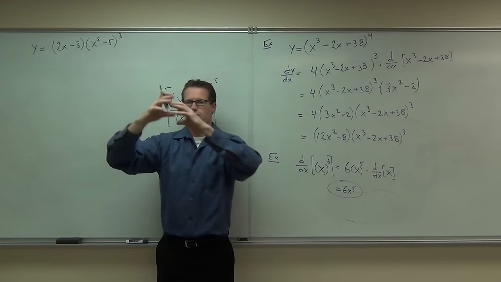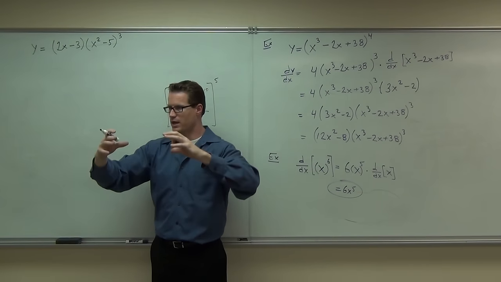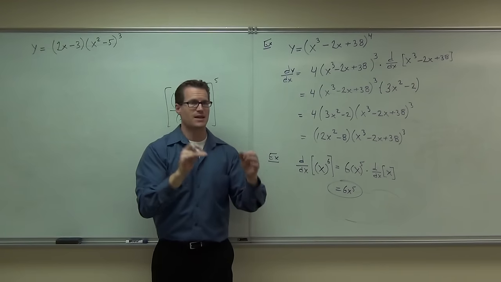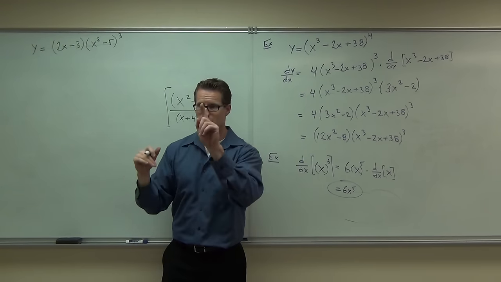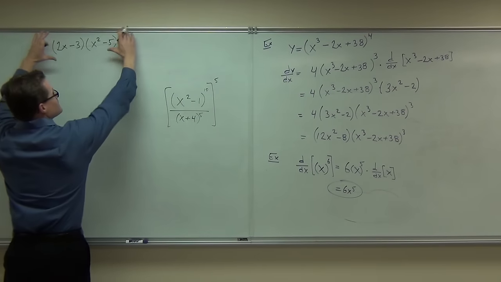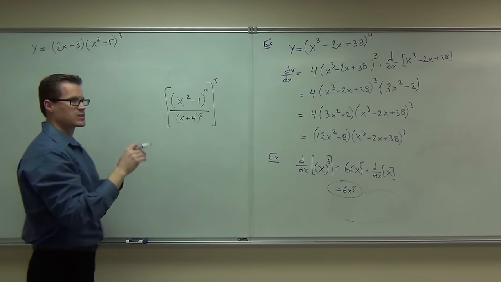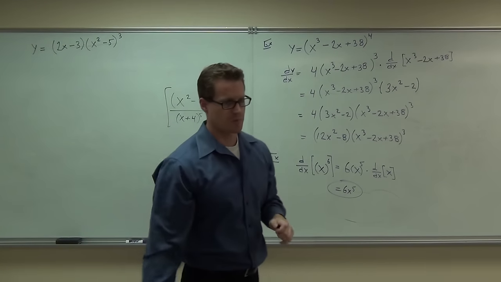What do you do first? Whatever's encompassing the whole problem. And then you work your way inside and you follow the DDX, and the DDX will tell you what to do. Are you ready to do this problem? Let's do it. So first thing we see, okay, connecting this thing is a multiplication. That means a product rule. Set up the product rule. Go for it.